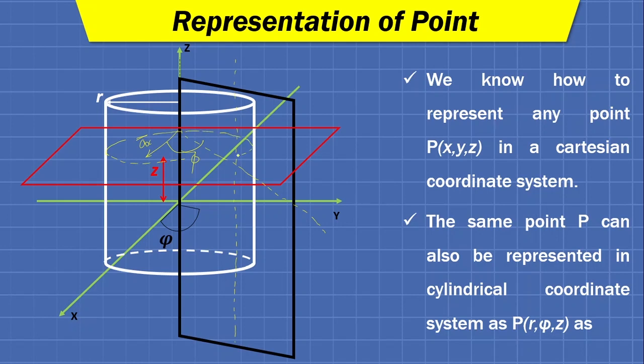I hope you can imagine which two surfaces will make which type of intersection. Fine. So a cylinder and an xy plane will give us a circular intersection. A half plane and an xy plane will give us a line as an intersection, which will be perpendicular to the xy plane, and the intersection between the half plane and cylinder will be a vertical line. So in this way we can arrange the surfaces of the cylindrical coordinate system.